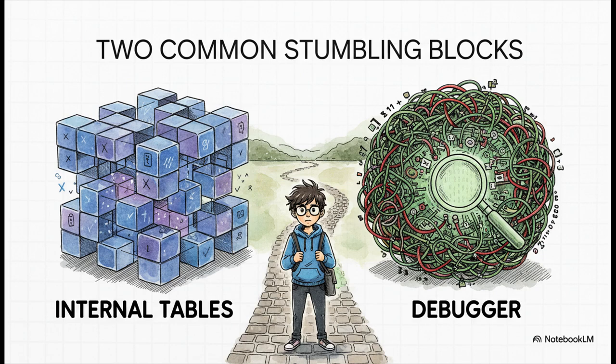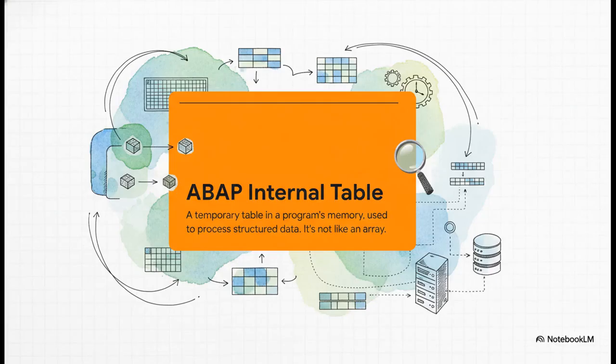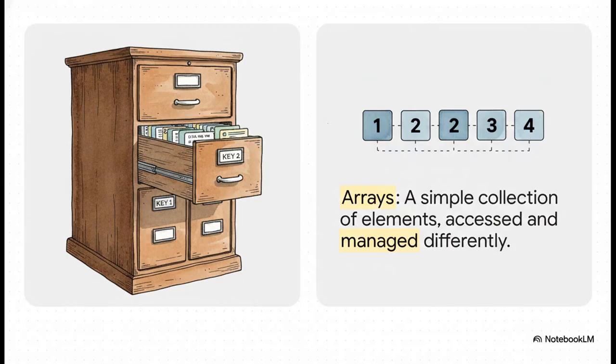Let's break these down. So what in the world is an internal table? Well, think of it like a temporary table that only exists inside your program's memory while it's running. Its whole job is to hold and process structured data, like a bunch of rows you just pulled from a database table.